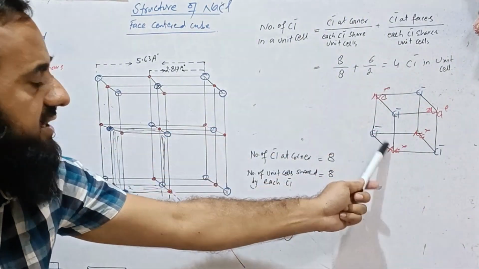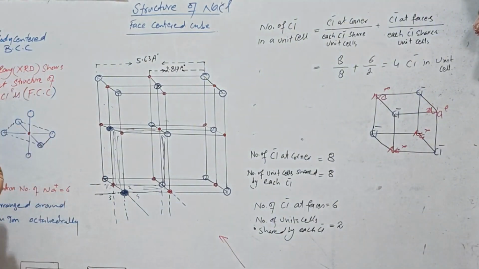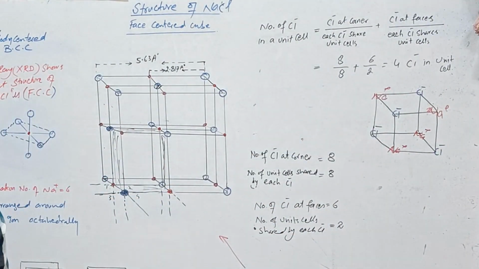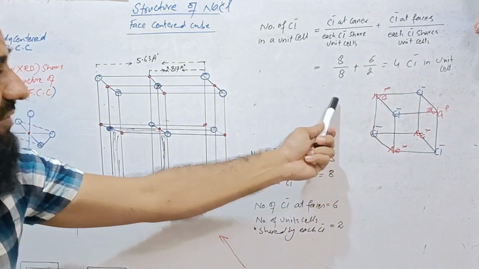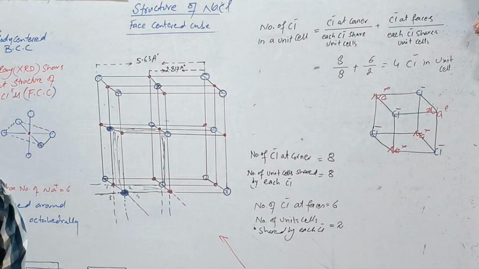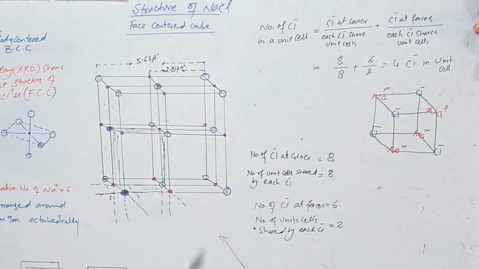1, 2, 3, 4. And similarly, as there is a 1:1 ratio of chloride to sodium, there are 4 sodium ions present in a unit cell. Many unit cells combine to form the whole crystal of the sodium chloride structure. This is all about my today's presentation or topic. Thank you very much.